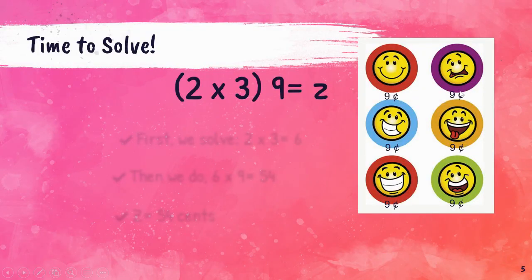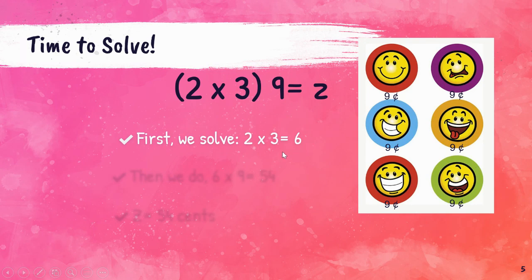Here is an image for you guys to have a clearer view of what that looks like. So we have 2 rows, 1, 2, with 3 stickers on each row. 1, 2, 3, 1, 2, 3. Okay, and then each of these stickers cost 9 cents. So now, first we solve 2 times 3. 2 times 3 would equal 6. And 6 is the total number of stickers that we have. So we look back, we have 1, 2, 3, 4, 5, 6.